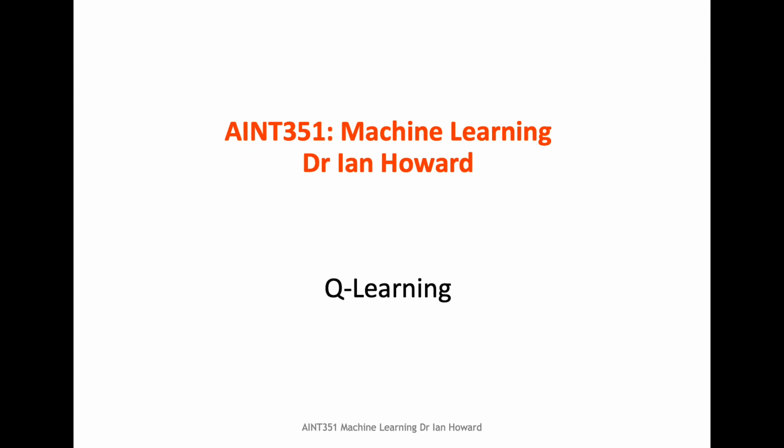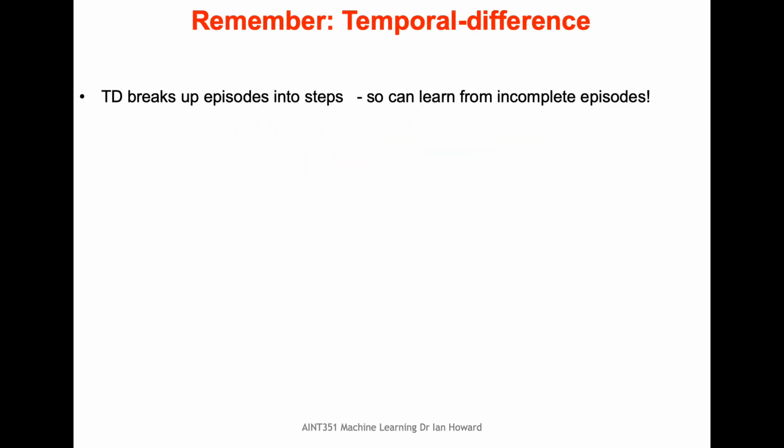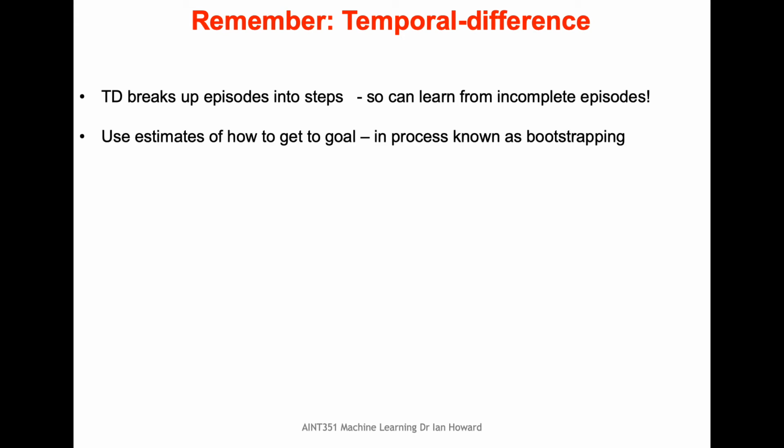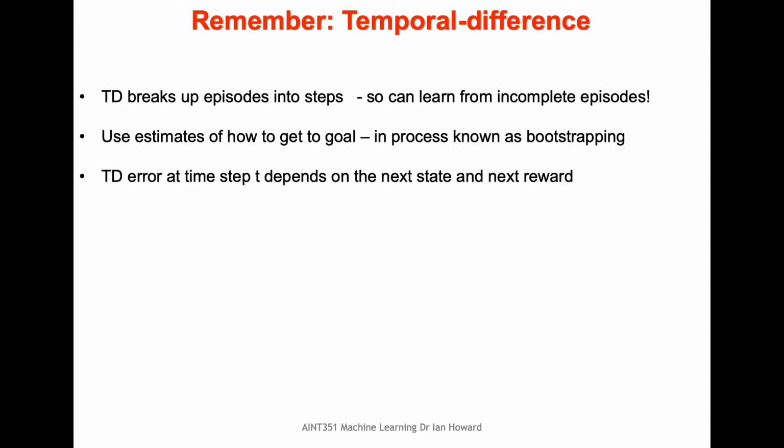So let's now consider Q-learning. As we've just found out, temporal difference learning differs from Monte Carlo in that it breaks up these long episodes that Monte Carlo uses into single steps. So we can learn on the basis of each step, so we don't need an entire complete episode to actually learn. In order to do that, rather than updating on the basis of the gain to the goal, it uses an estimate of the gain to the goal, and this process is known as bootstrapping.